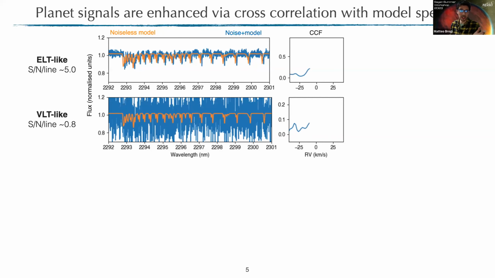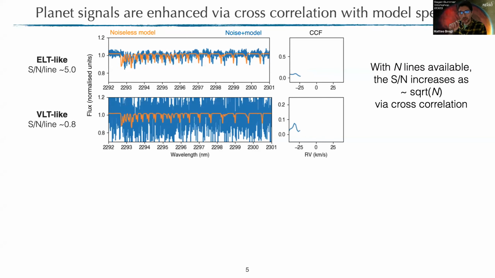This is quite easy to understand in the case of a spectrum that is already of quite good quality, like the one on the top. But as you can see, even in a spectrum where each individual line is deeply buried in the noise, which is more realistic with respect to what we can do nowadays, you can still get a peak at the right radial velocity. Oh, sorry, I just wanted to say that this cross-correlation allows you to increase the signal-to-noise ratio by the square root of the number of strong lines that you have available.